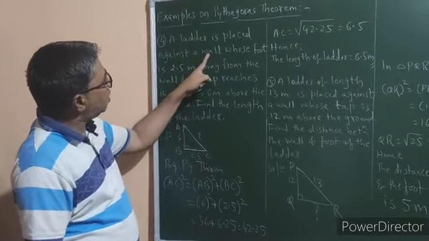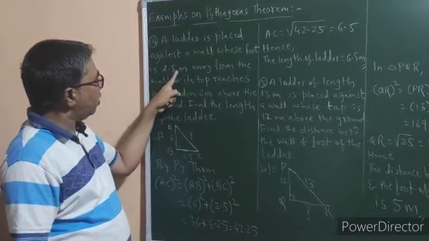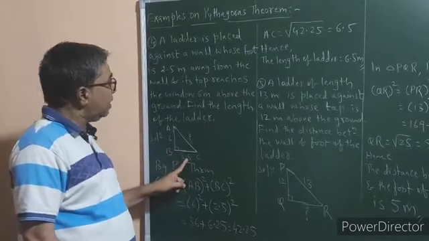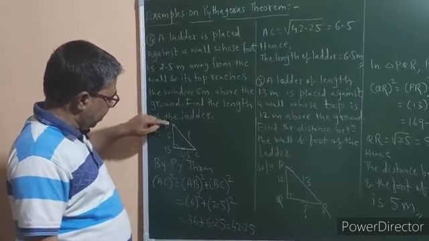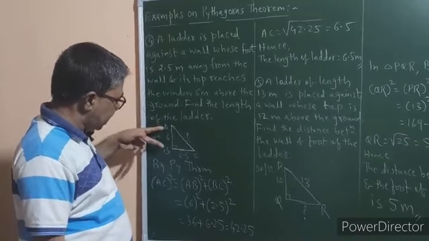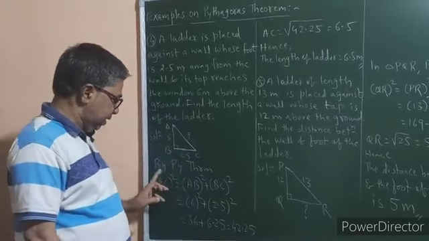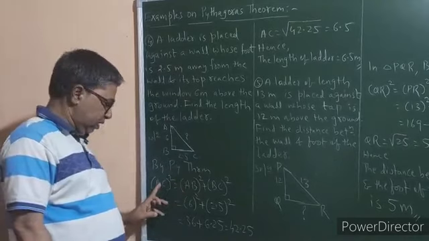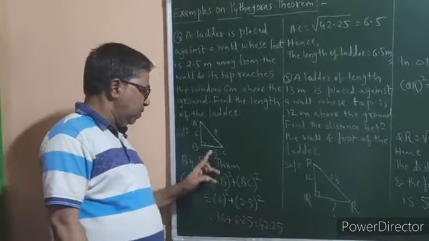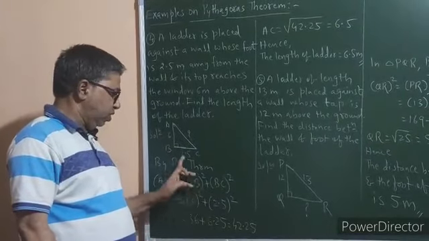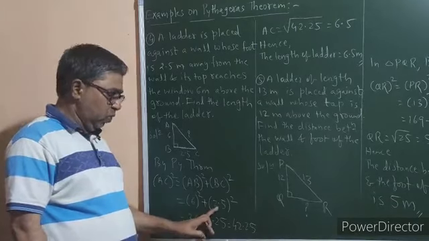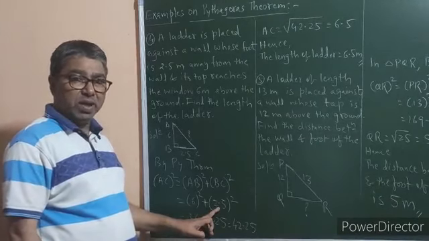Now, wall whose foot is 2.5 meter away means the length of BC is 2.5 meter, and its top reaches the window 6 meter above the ground means the length of AB must be 6 meter. So by applying Pythagoras theorem, AC square is equal to AB square plus BC square. AB is 6 square plus BC is (2.5) square. 6 square, you know, is 36, plus 25 square is 625.